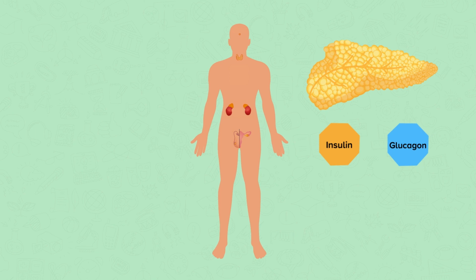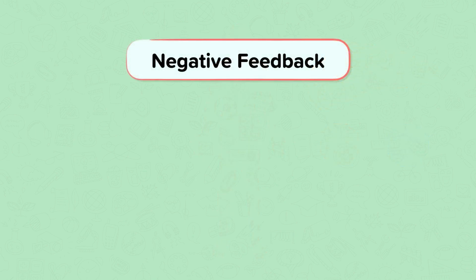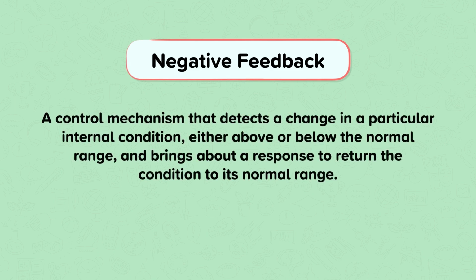Glucagon and insulin work together to control our blood glucose by a mechanism called negative feedback. Negative feedback can be described as a control mechanism that detects a change in a particular internal condition, either above or below the normal range, and brings about a response to return the condition to its normal range.